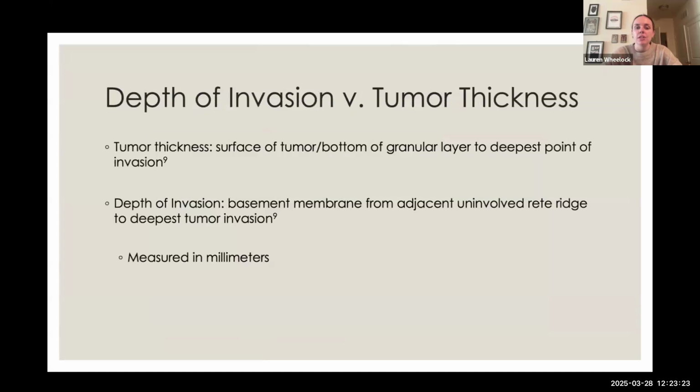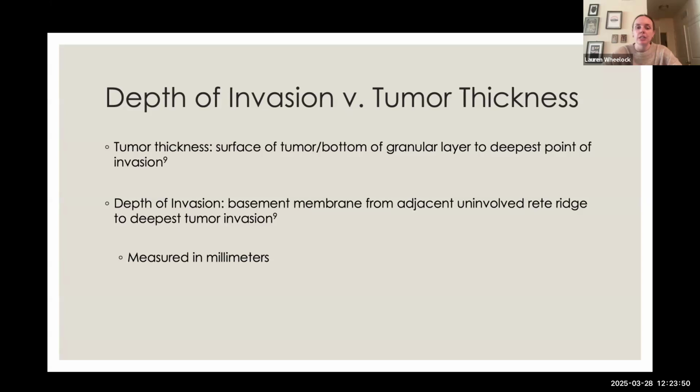And so I mentioned the CAP protocol mentioning tumor thickness and depth of invasion. Tumor thickness is measured from the surface of the tumor or the bottom of the granular layer to the deepest point of invasion. Conversely, depth of invasion is measured from the basement membrane of the adjacent most uninvolved rete ridge to the deepest point of tumor invasion. And depth of invasion is specifically measured in millimeters.